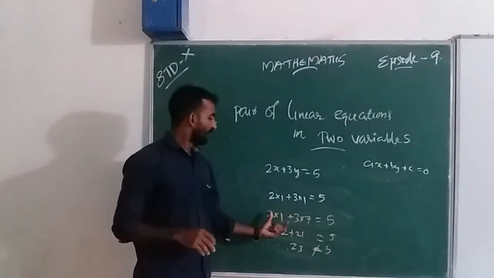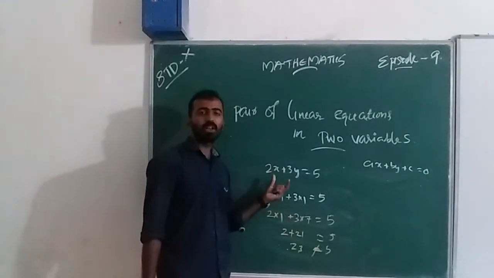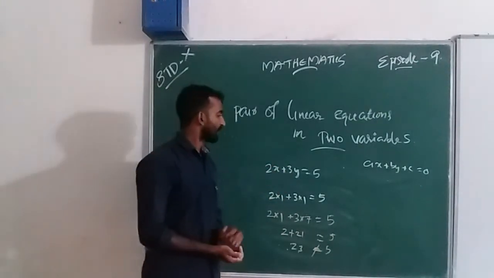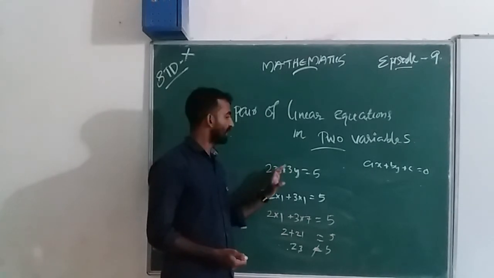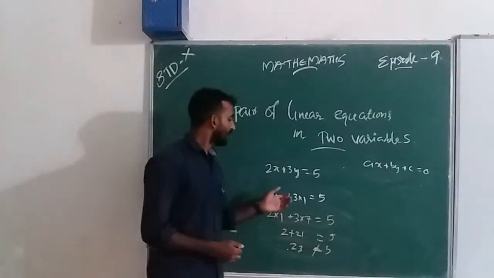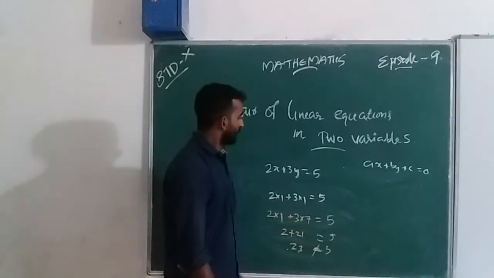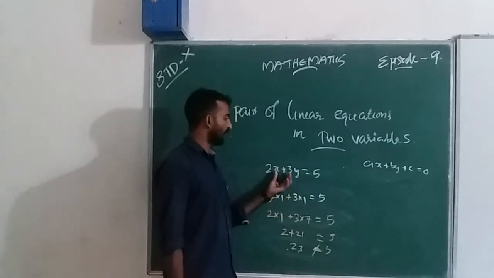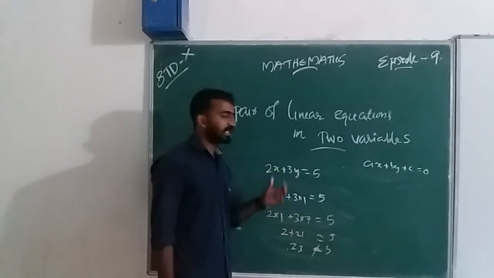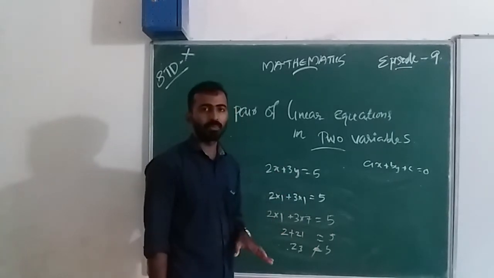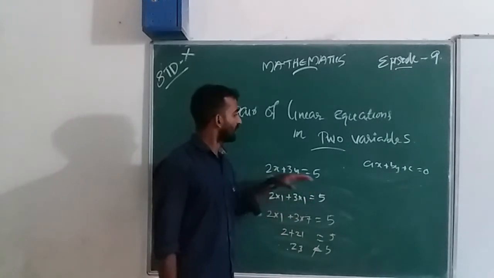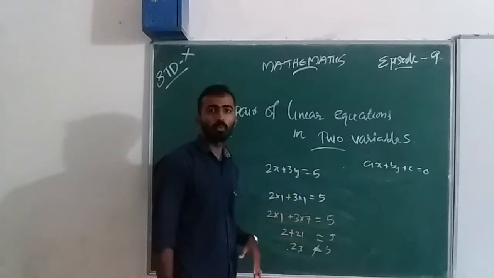So when we find the solution, we can check it by looking at the left side, and then we get the right side answer. Is it? Yes. And from this we can say the solution of 2x plus 3y equal to 5 is x equal to 1 and y equal to 1. From a graphical representation, the lines intersect at the point 1, 1.